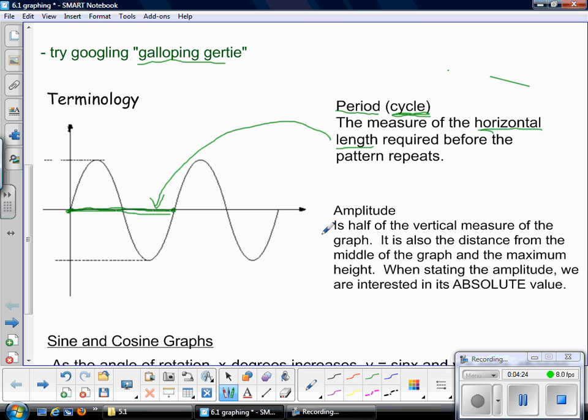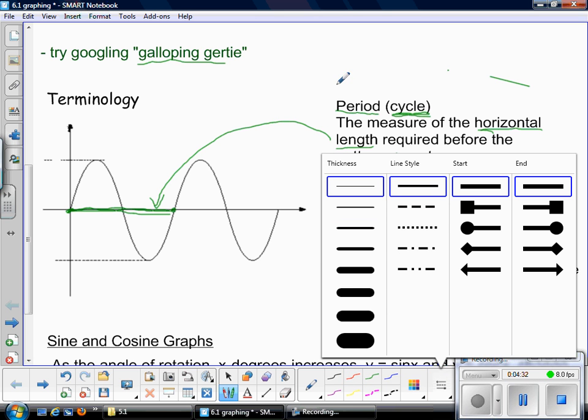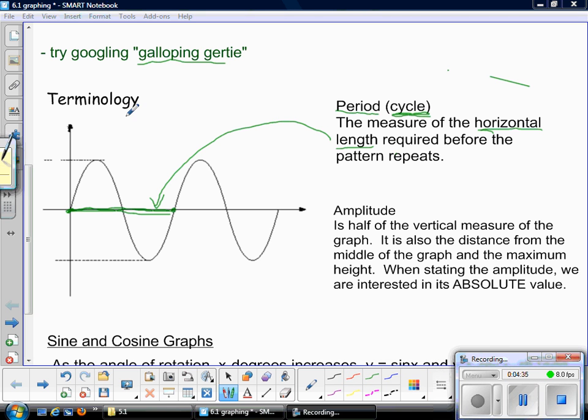Amplitude, on the other hand, is half the vertical measure of the graph. When we talk about half the vertical measure, we can look at a high point and the low point of the graph, and it's half this distance. So amplitude is half that distance. It's also considered the distance from the middle of the graph and the maximum height.